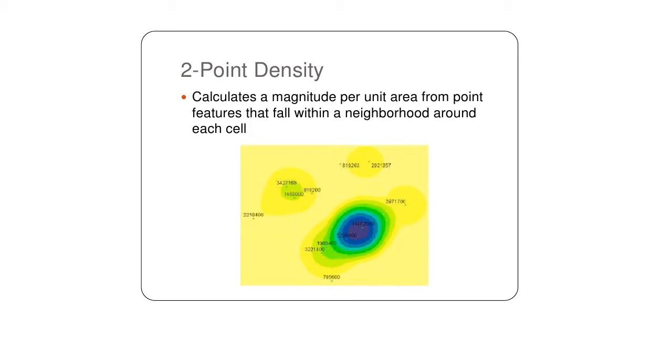Point density. This calculates the magnitude per unit area. So how can we say that this map is denser than the other one? Its density is higher than the other one. So it is the magnitude per unit area from point features that fall within a neighborhood around each cell.